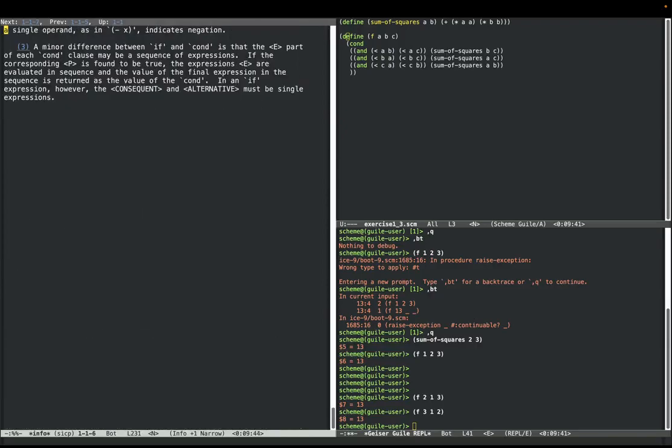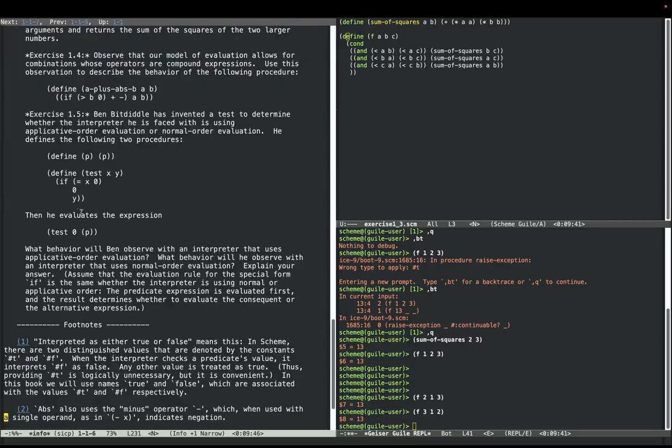Let's see. Observe that our model of evaluation allows for combinations whose operators are compound expressions. Use this observation to describe the behavior of the following procedure. Ah, okay, now I get what he means. So here is an expression that returns a function, and then it applies the function that was returned by this thing. Okay.